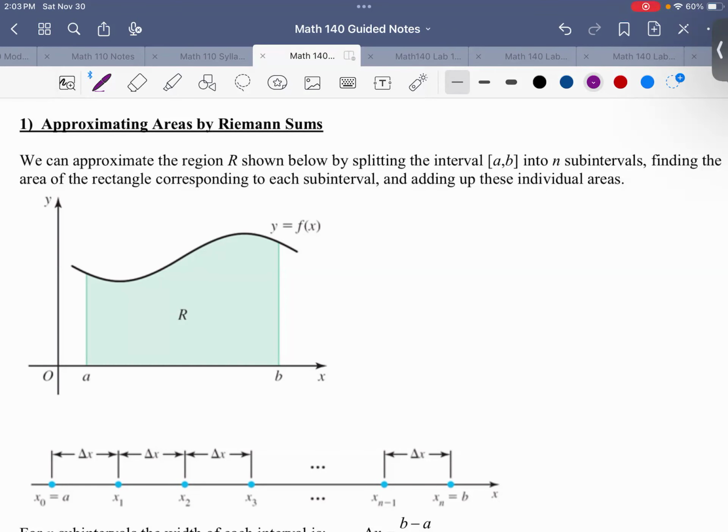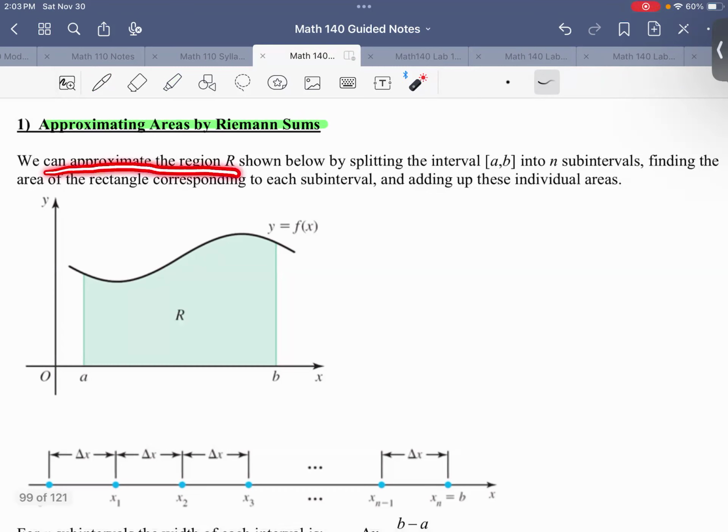In this video, we're going to apply the idea of a Riemann sum to approximate areas underneath a graph. So let's read through the definition of a Riemann sum. We can approximate the region R, shown below, by splitting up the interval A to B, into n subintervals, finding the area of each rectangle corresponding to each subinterval, and then adding up these individual areas.